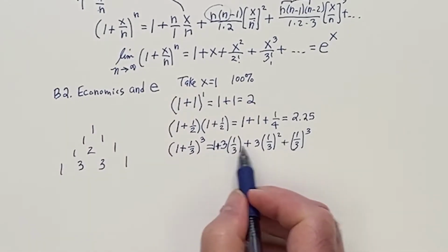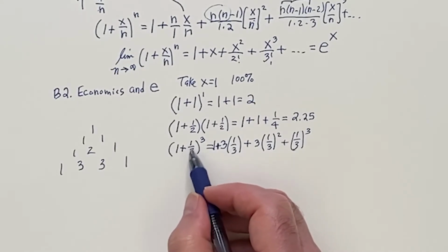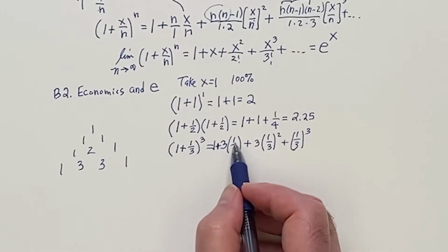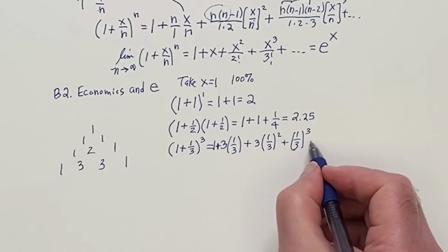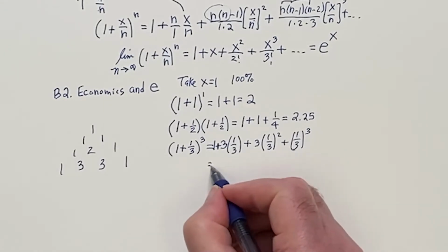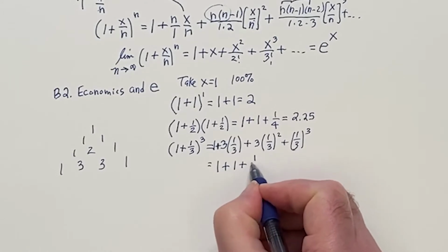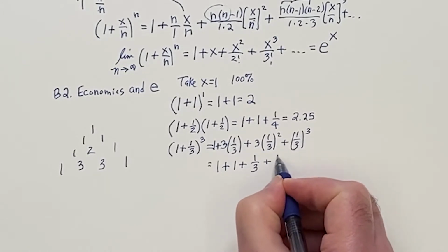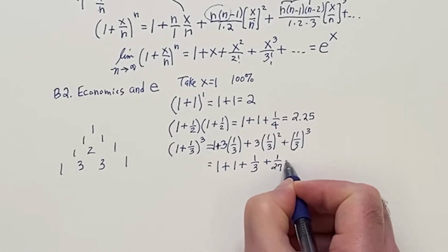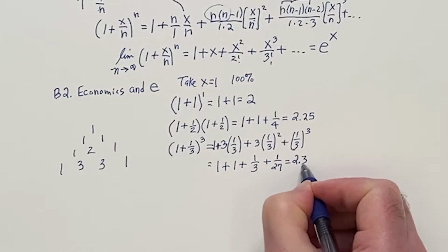You have 1, 3, 3, 1, and then you have here no powers of the second term, and then 1 power of the second term, and then 2 powers and 3 powers. So this would be equal to 1 plus 1 plus, this would be 3 times a 9th is a third, and this is plus 1 over 27. So you put that in the calculator, you get $2.37.